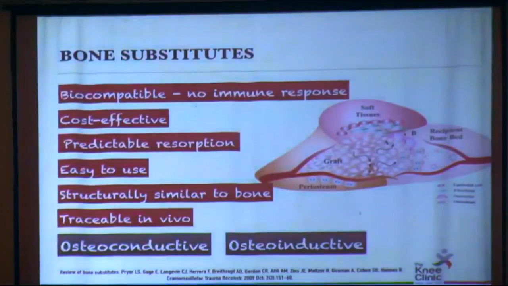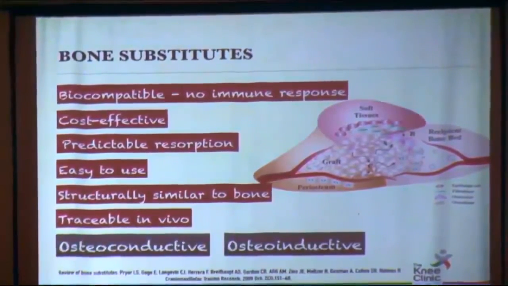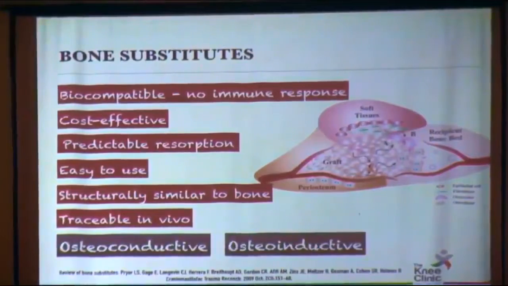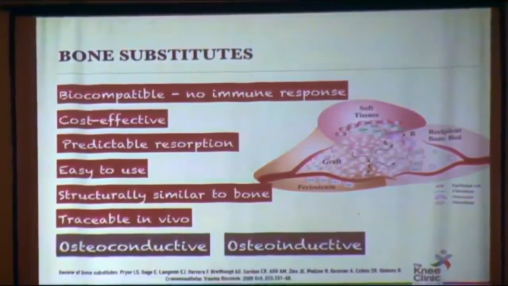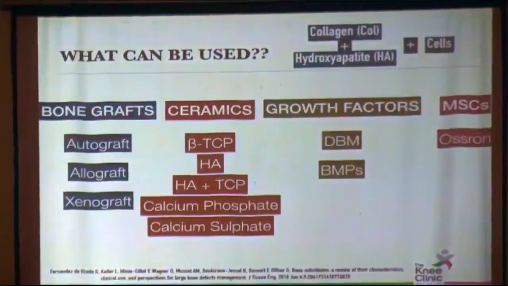It should be as close to natural host bone as possible. You should be able to make out after your surgery that you have put it and where you have put it. And ideally speaking, it should be all three: osteoconductive, osteoinductive, and osteogenic. But let us hope that it should at least be osteoconductive and osteoinductive. So what all can be used?